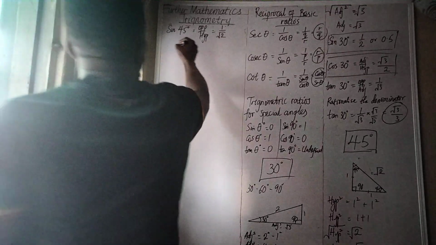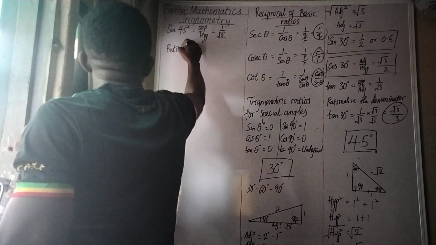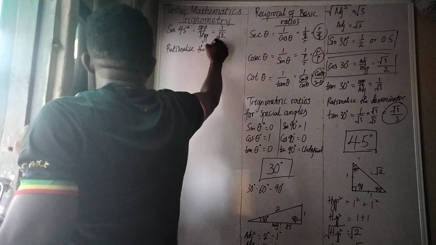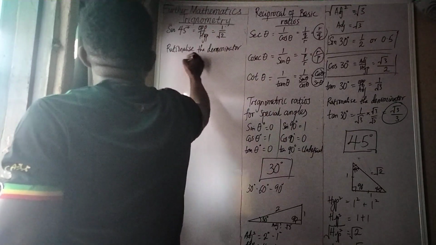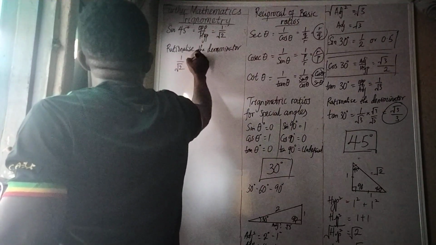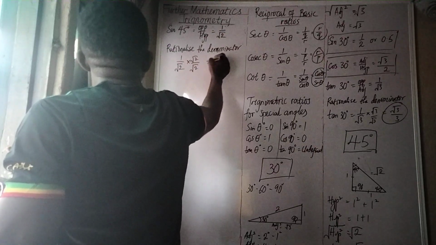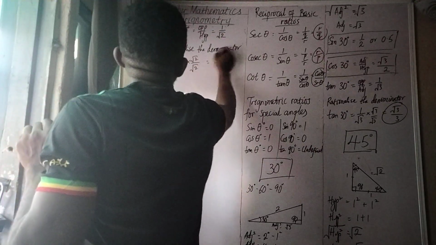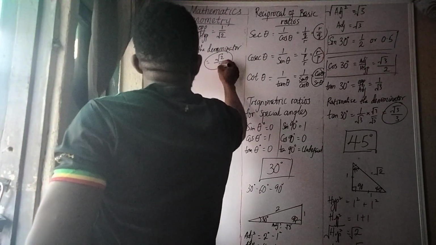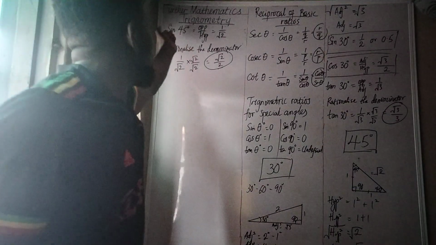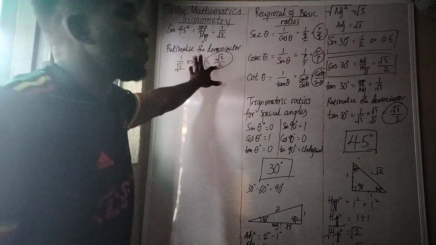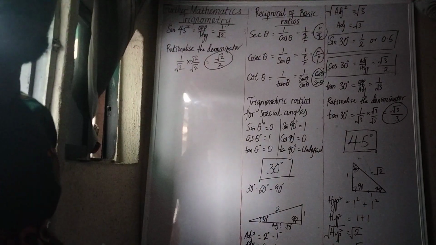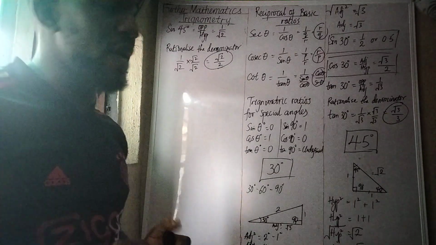So if we rationalize the denominator, we have 1 over root 2 times root 2 over root 2. So we have root 2 over 2. So this becomes what we obtain: root 2 over 2. If you don't want to leave it as 1 over root 2, you rationalize the denominator, you have what? Root 2 over 2. That is for sine 45 degrees. I believe we are making progress.